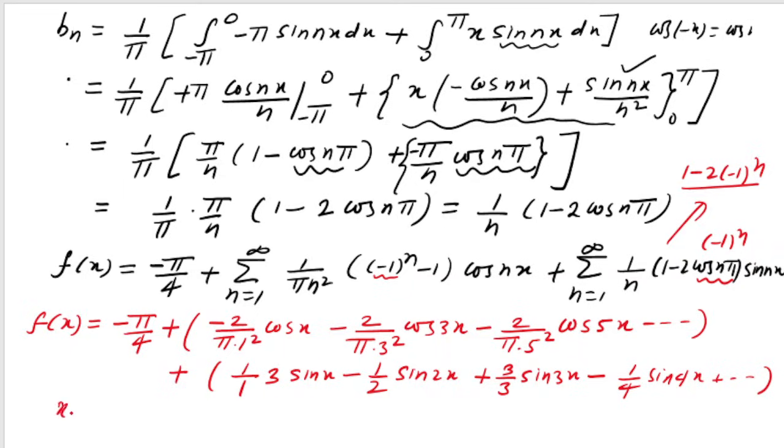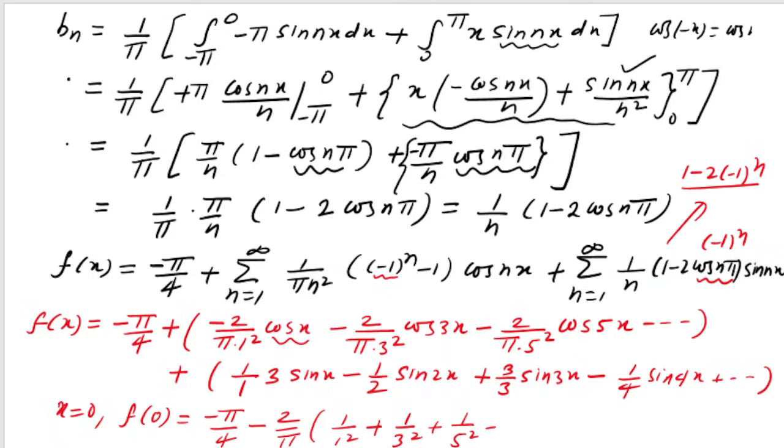So if I put x is equal to 0 in this expression, I will get what? I will get f of 0, right? And this term will become minus pi by 4, and you can see minus 2 by pi is a common term, so I can take minus 2 by pi common, and cos 0 will become 1, cos 3 into 0 will become 1, so I will get here 1 by 1 square, here I will get plus 1 by 3 square, yes or no, and I will get plus 1 by 5 square, and so on up to infinity. And if I put 0, sine 0 will all become 0, so all these terms will become what? It will become 0.